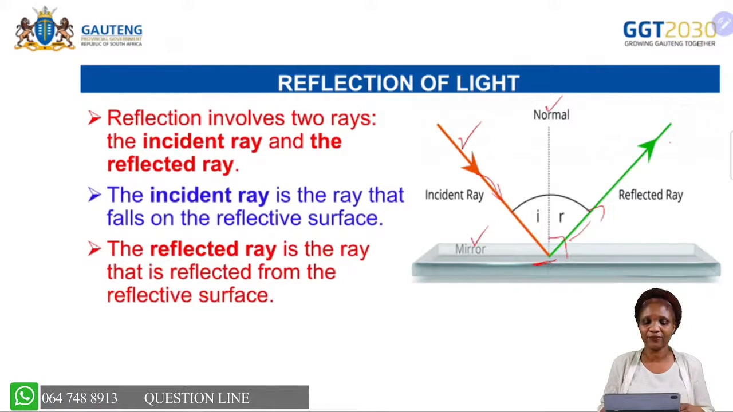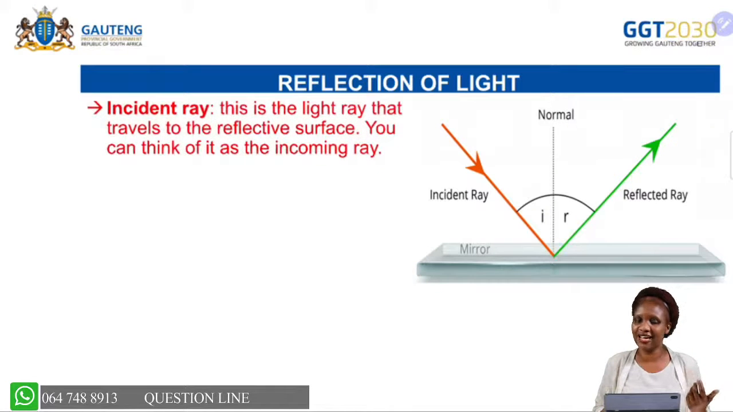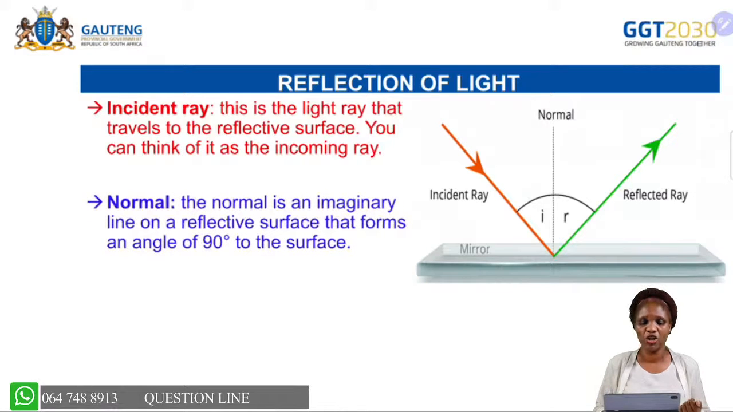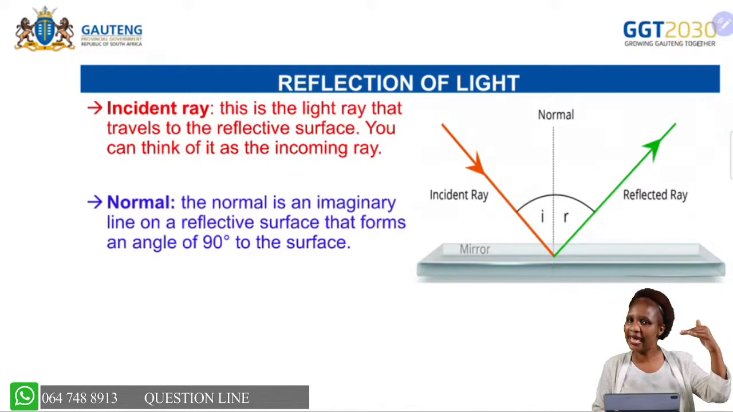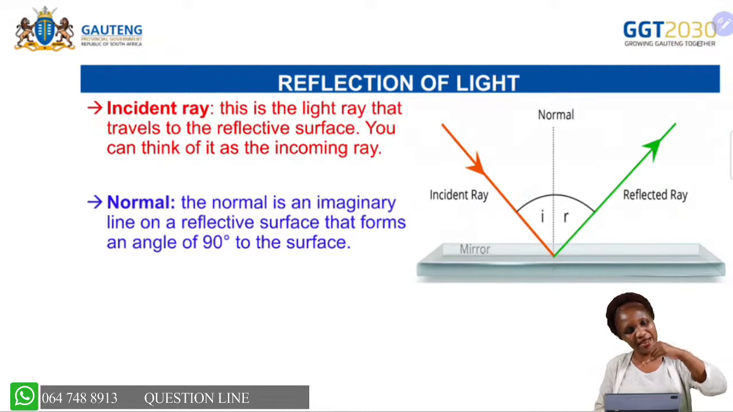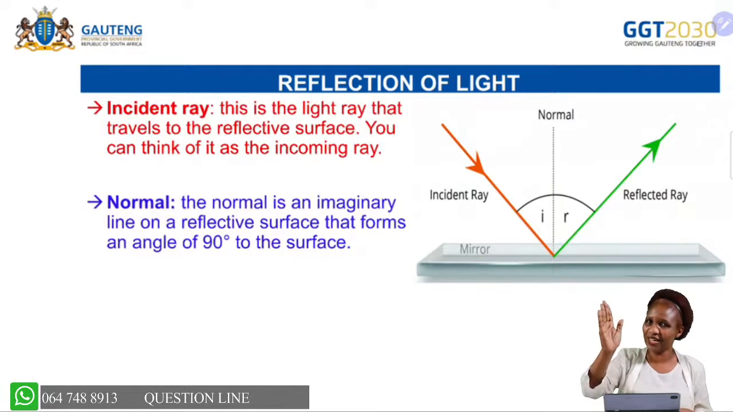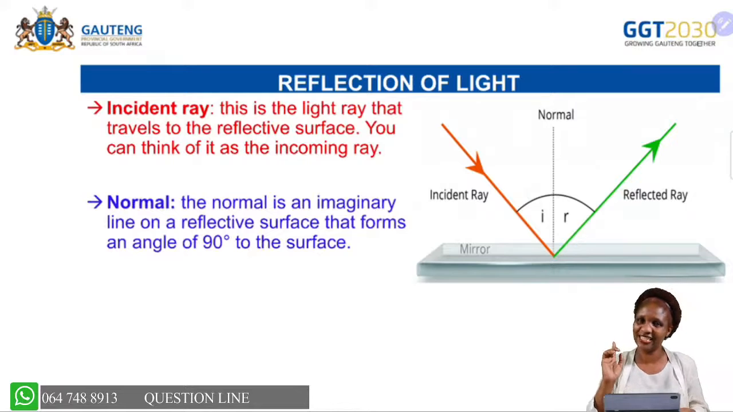Okay. Let's carry on. And then incident ray, this is the light ray that travels to the reflective surface. You can think of it as an incoming ray because this is the white light coming in. This is the incoming ray, and then it reflects on a shiny surface, and then the outgoing ray is the what? Reflected ray. Okay, and then it will enter our eyes, and then it will go to the retina where the image is formed.